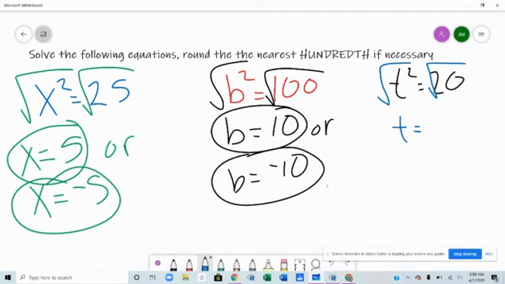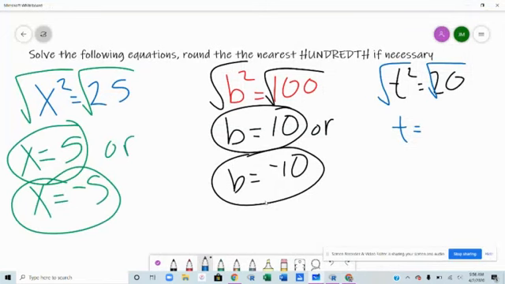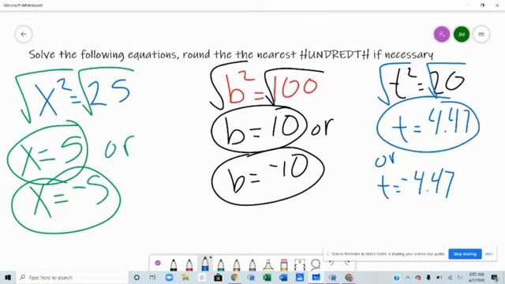Okay? So it does say back up here, round to the nearest hundredth if necessary. Remember, hundredths is 2 decimal places. So 4.47. This 2 does not make it round up, so just 4.47. Or t equals negative 4.47. Your two answers. Okay?